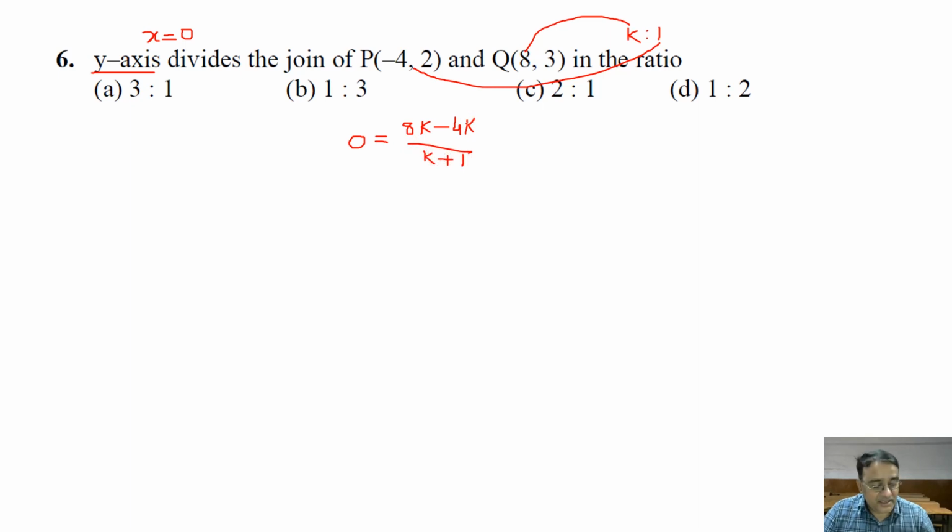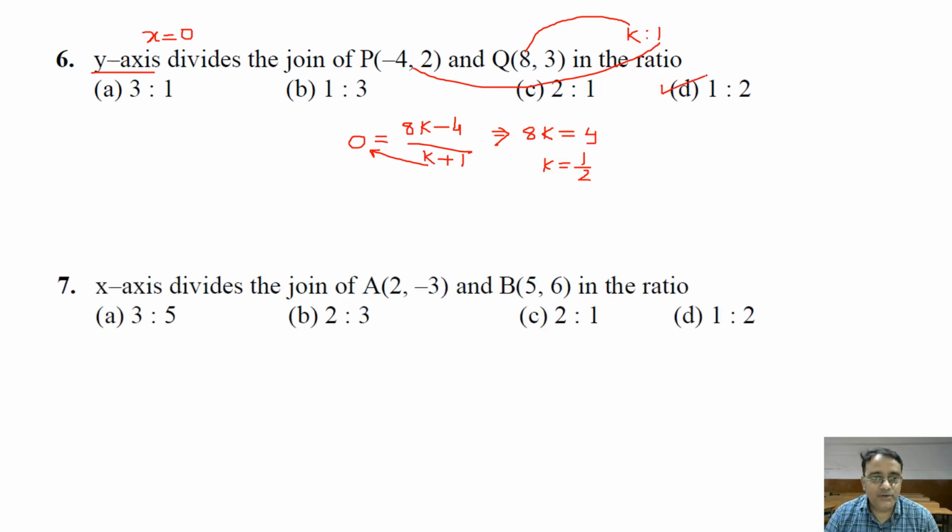Yes, wait a minute, k will not come here, right. So 8k - 4 upon k plus 1. So k plus 1 into 0 is 0 and we are getting 8k - 4 is equal to 0, that is 8k is equal to 4. So is this step clear? Yes, sir. So k is equal to 4 by 8, that is 1 by 2. So which option is the correct one? Option D. Option D, right.